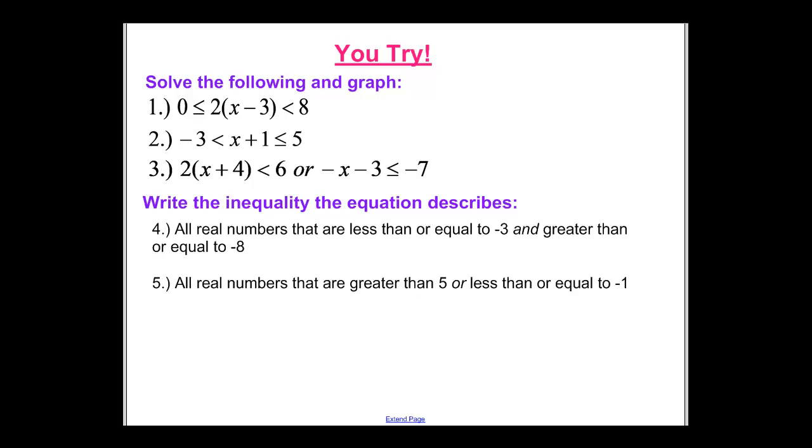All right, so what I want you to do is try these examples. First identify, is it an "and" or an "or", depending on what you see. And then here we have, I want you to translate them to a number line, what it would look like. So let's go ahead and try that.